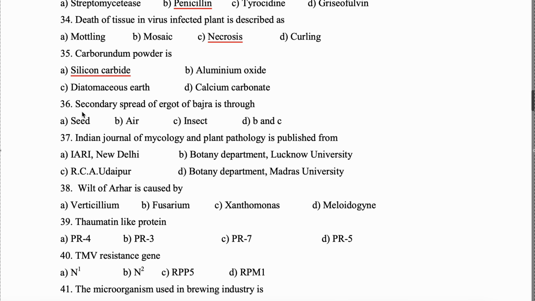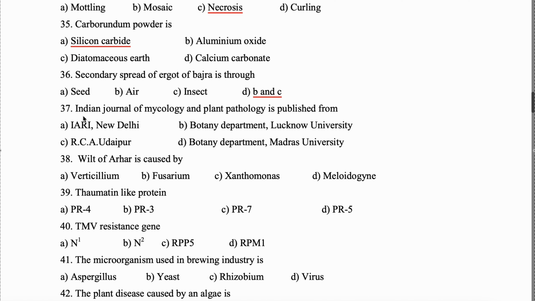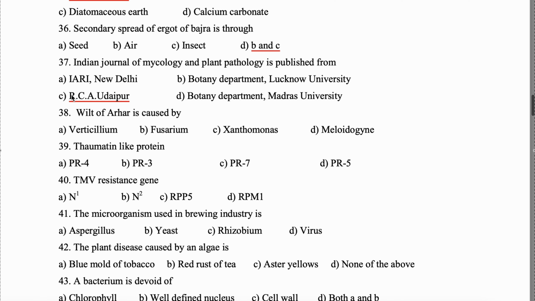Question 36. Secondary spread of ergot of bajra is through both air and insect. Question 37. Indian Journal of Mycology and Plant Pathology is published from which university? RCA Udaipur. Question 38. Wilt of arhar is caused by Fusarium.